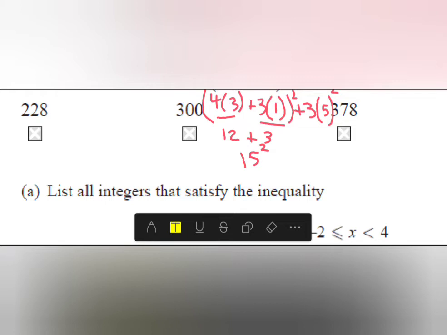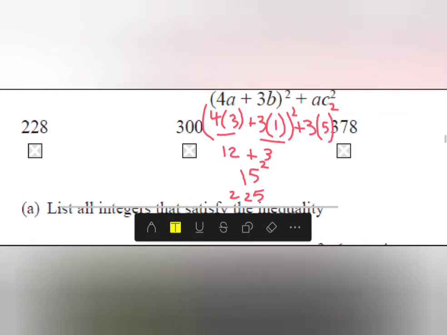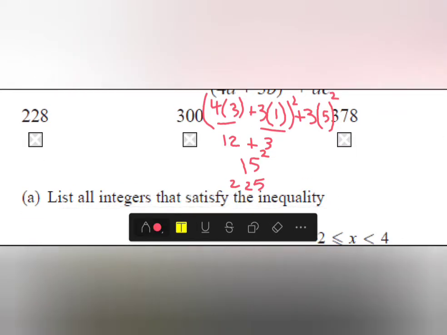So 15 squared means what? It means 15 times 15. And the answer is what? 225. So we write 225. So as I told you, I'm doing the answer step by step, and I'm following the steps of the expression. I chose this part here, I finished it, and the final thing is 225.